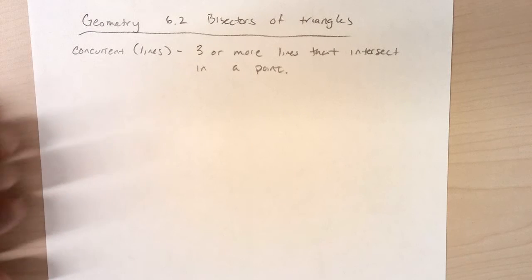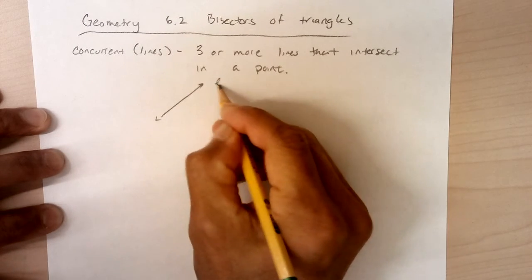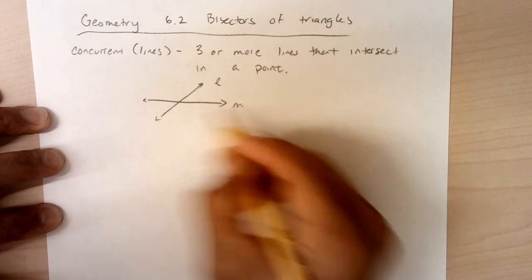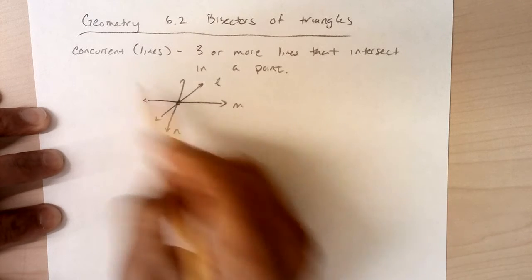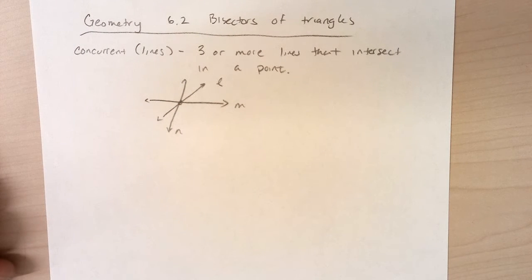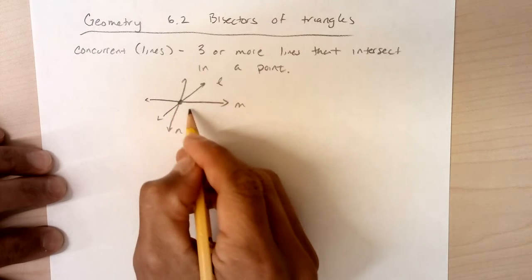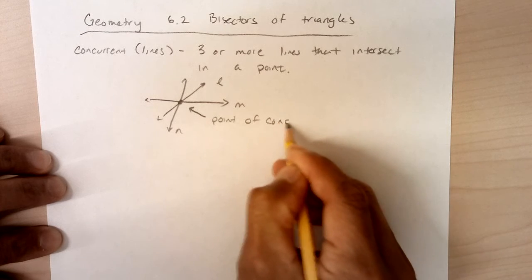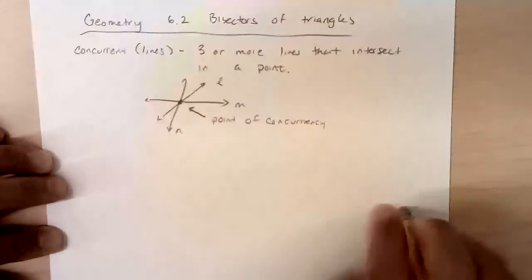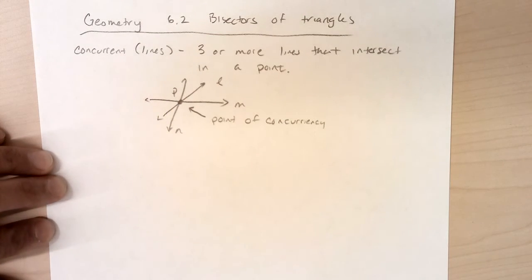So concurrent lines have to be three or more lines that intersect in a point. For example, I have line L here, line M, and line N. If all three of those lines intersect in a single point, those three lines are concurrent. As I mentioned, you could also have concurrent segments or concurrent rays, but we'll just concentrate on concurrent lines. The point where they intersect or meet is the point of concurrency. Whatever you want to call that, like point P would be the point of concurrency for these three lines.